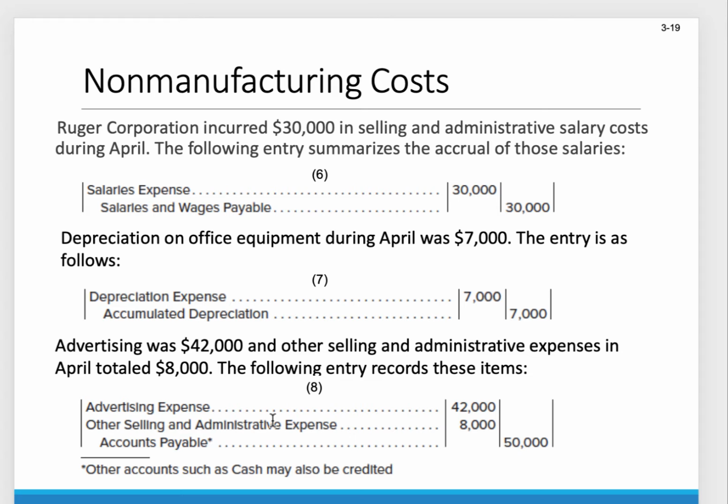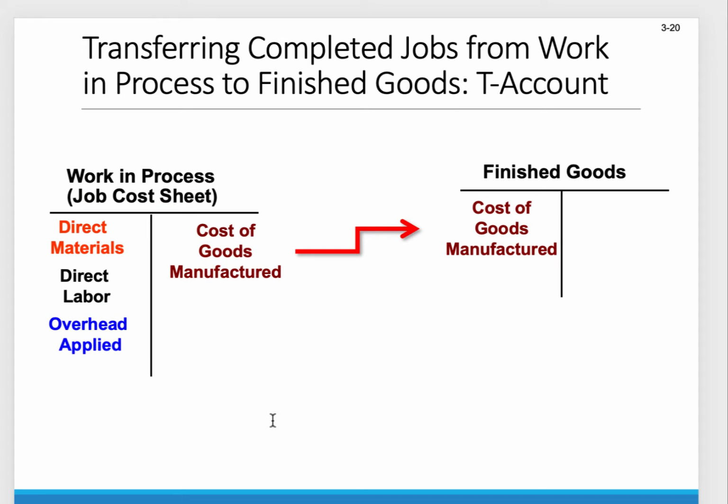This is just an example of the non-manufacturing journal entries. You could go over those on your own. Really not too concerned with that at this stage. Actually, I'm not concerned with that in this class. As long as you know, from a running-the-business standpoint, when you talk to somebody in finance and you're making decisions based on costs, that selling and administrative costs flow straight to the income statement, they're not on the balance sheet, you're fine. Okay?